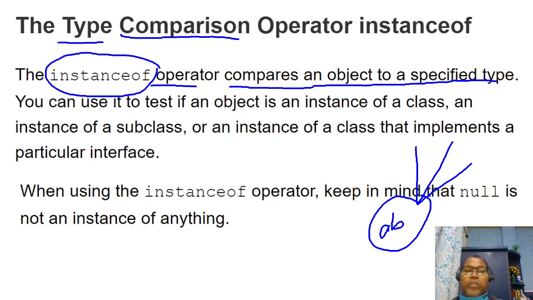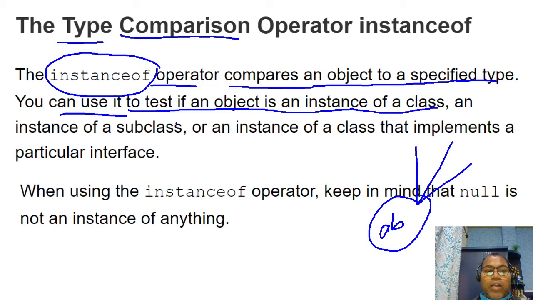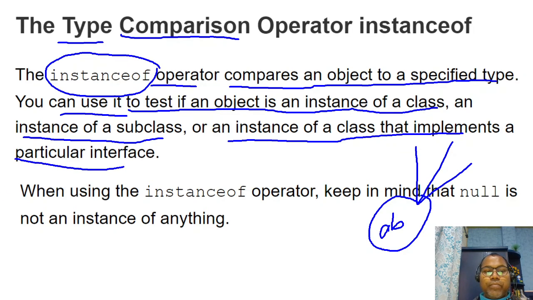So sometimes we need to test this case. In this situation we can use it to test if an object is an instance of a class, or an instance of a subclass, or an instance of a class that implements a particular interface. One object can be an instance of a particular class A, or maybe an instance of a subclass of A, or an instance of your implementation class. So it checks the class, the subclass, and the interface implementation as well.